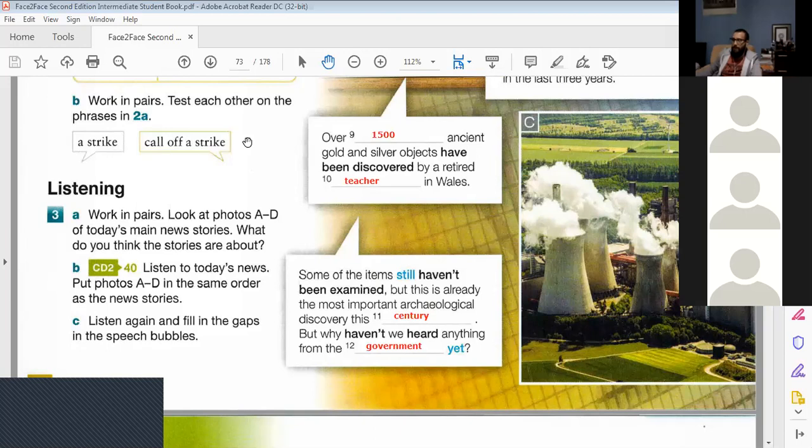It's important that these pieces are kept for the nation and eventually put on display in the British Museum. If the government doesn't act soon, some of them might end up in private collections.